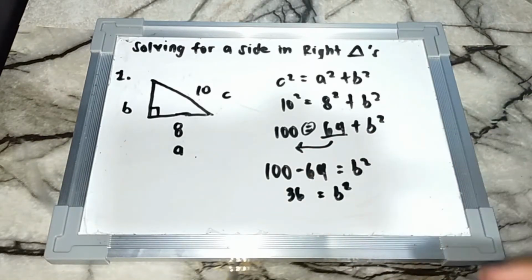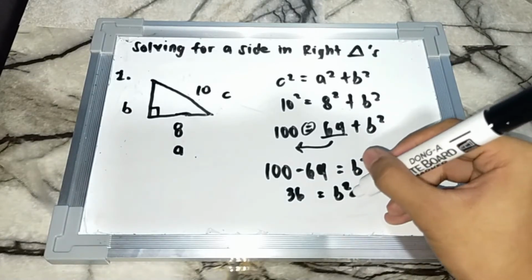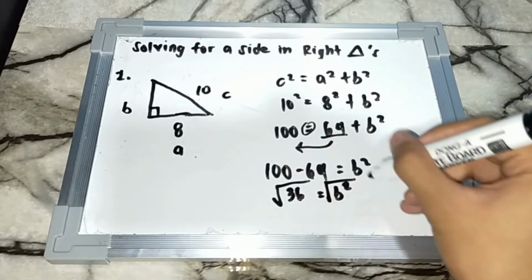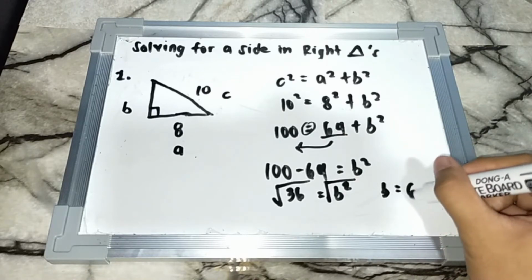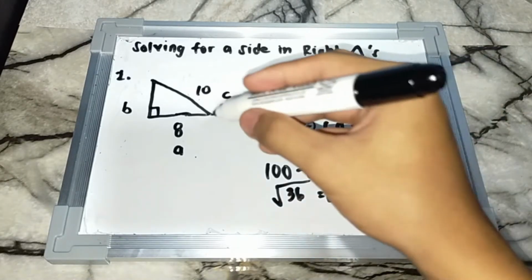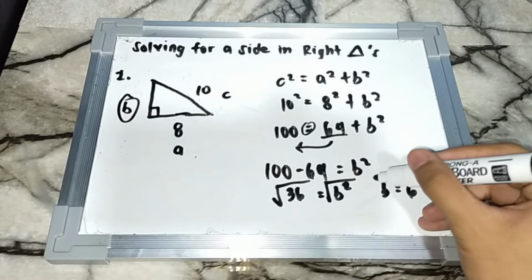And that's B squared. So again, to find the value of B, take the square root. So B is equal to 6. Therefore, the value of this side is 6.